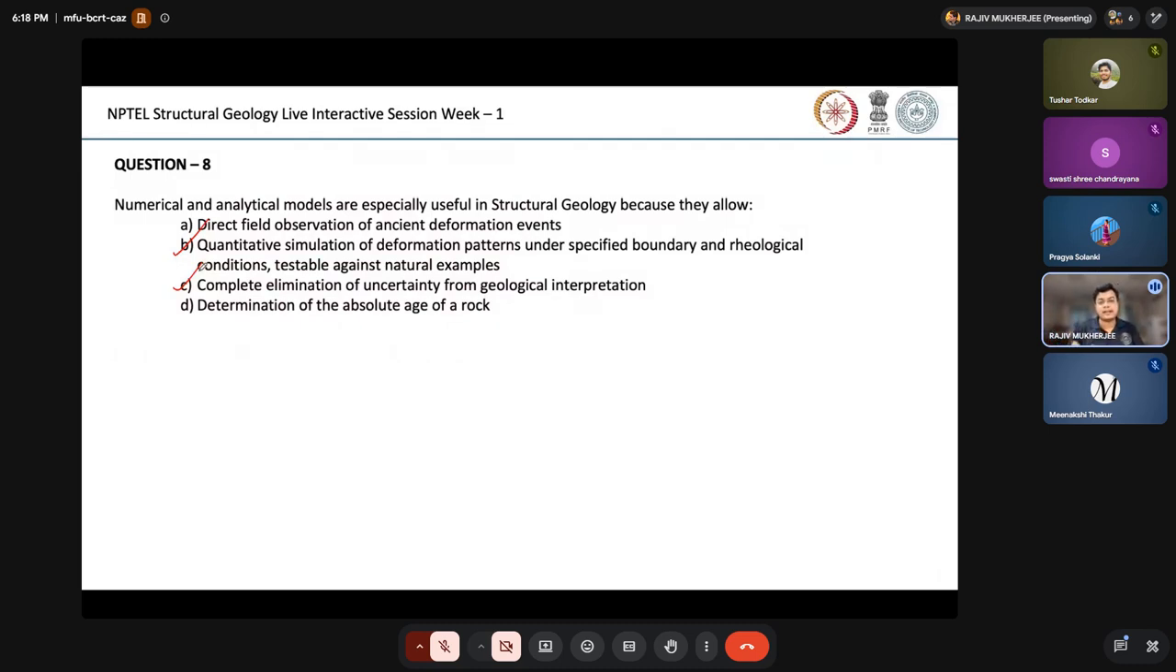So geological interpretation is incomplete because of the complexity of the structures. If we introduce simple mathematical models, we get a simple equation that can help us not only understand, but also predict what the rock gives us, right? So that's why option B and option C are both correct.